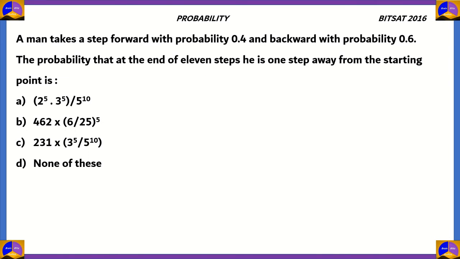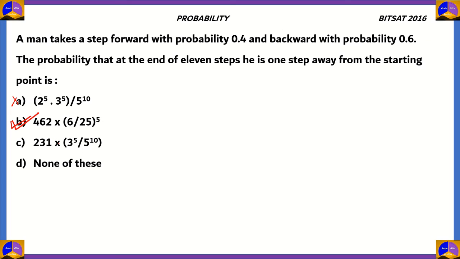And if we look at our options, you can see that option B is the correct answer. Option A is incorrect because, although we do get 2 raised to 5 times 3 raised to 5 divided by 5 raised to 10, the part of 11C5 is being ignored here. So option A is incorrect.